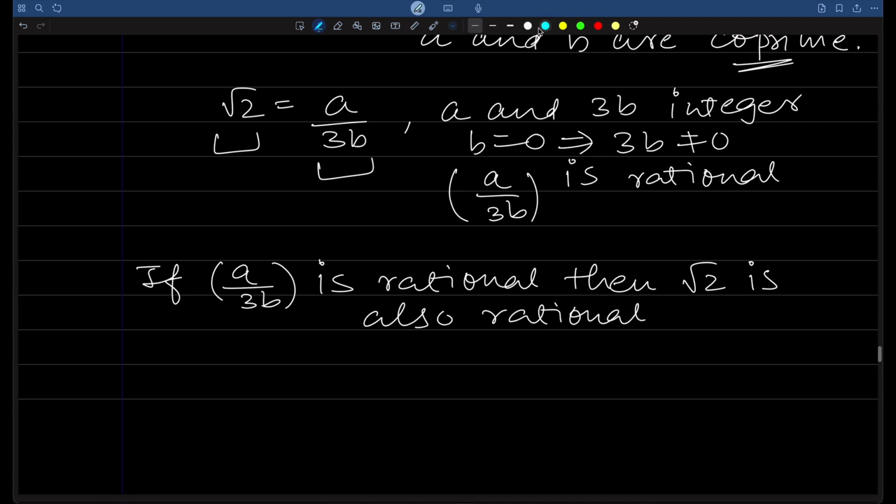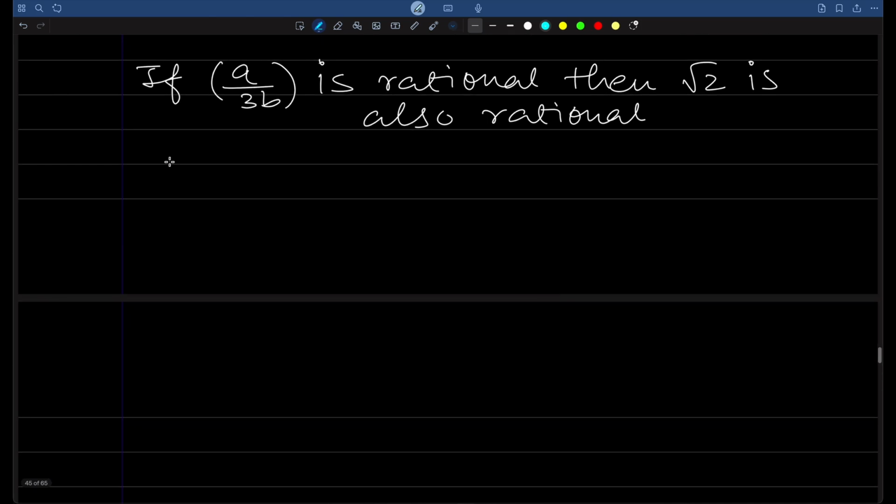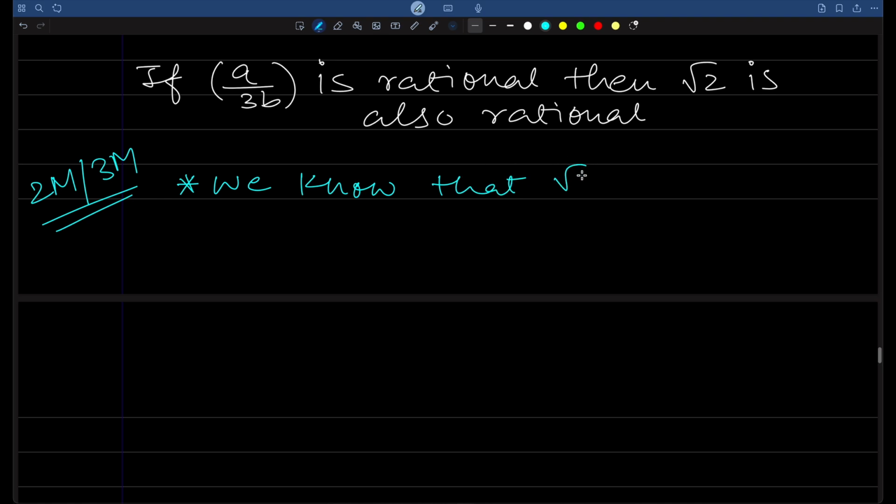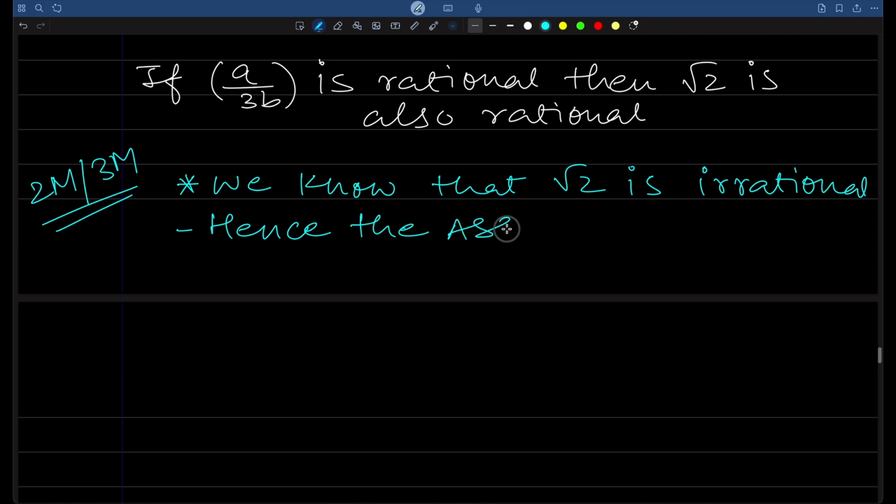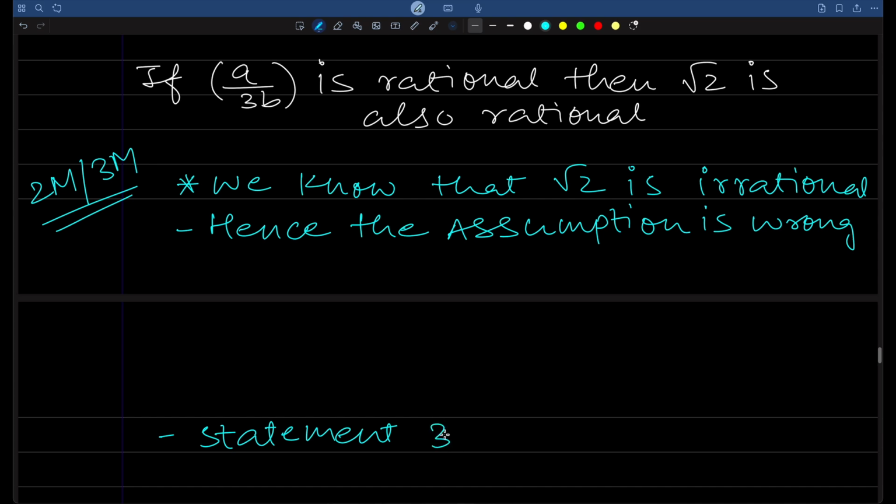If the question is of 2 mark or 3 mark, then we can directly write that we know that root 2 is irrational, and hence the assumption is wrong, and the statement 3 root 2 is irrational is true.